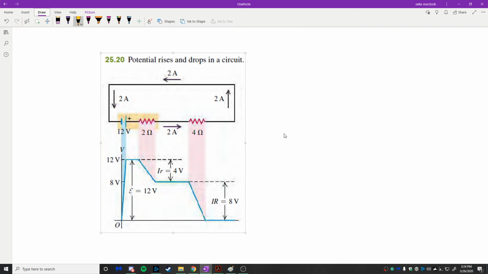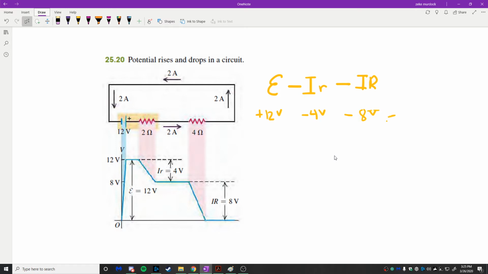Our equation says that you start off with some EMF, and then when you get to the resistor, you get a voltage drop that's I times little r. And then when we get to our next resistor, this one's 4 ohms, and you get a voltage drop back down here. So that's our next voltage drop, minus IR. But then we're back to 0. So this one was plus 12, this one was minus 4, and this one would be minus 8. And of course, the sum of the voltage drops is equal to 0. That's one of Kirchhoff's laws, actually.